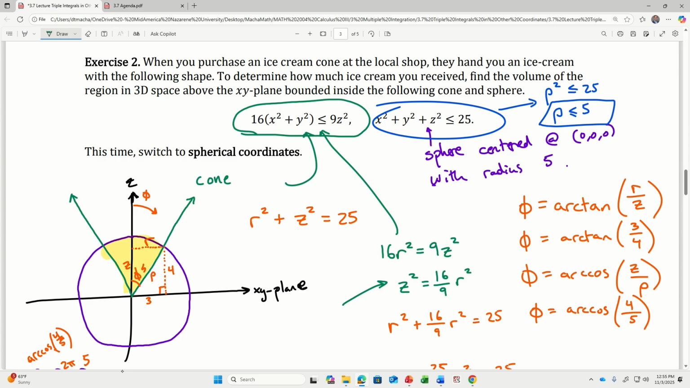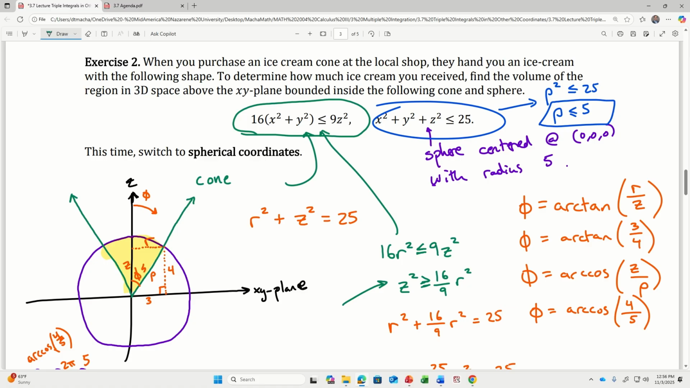I would write 16r squared is less than or equal to 9z squared. Or I would say, divide both sides by 9, and z squared should be greater than or equal to 16 over 9 r squared. So this is saying that if this is my r and this is my z, the z can be greater than or equal to the r, right? With some scale factor, this 16 over 9 is basically telling me the slope of this green line here.